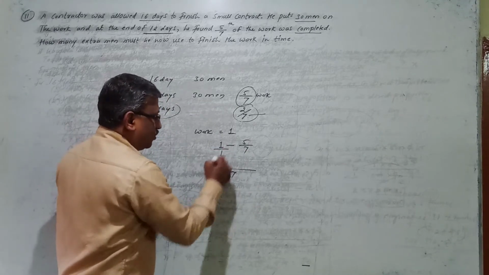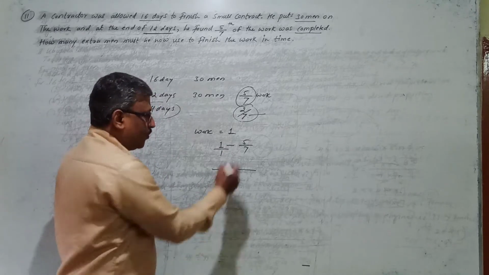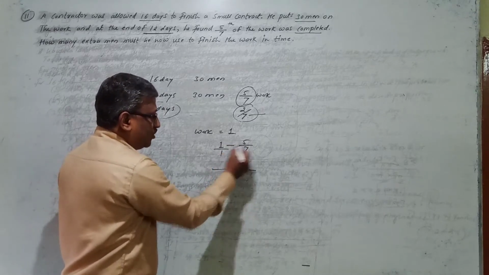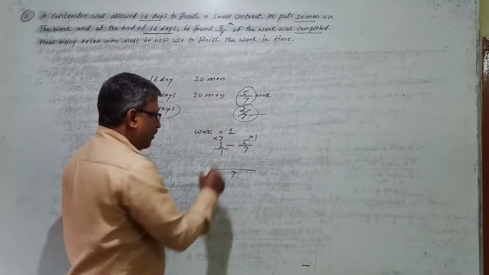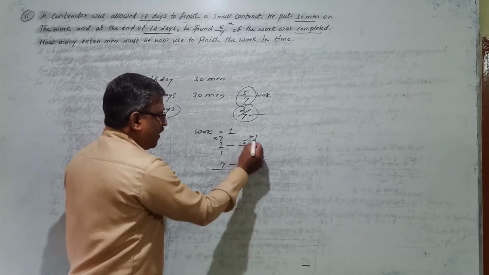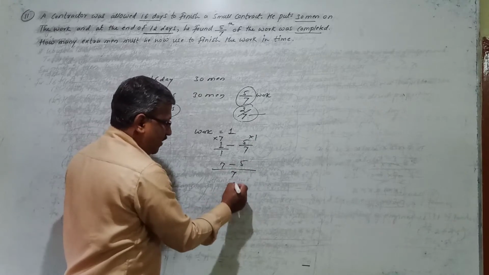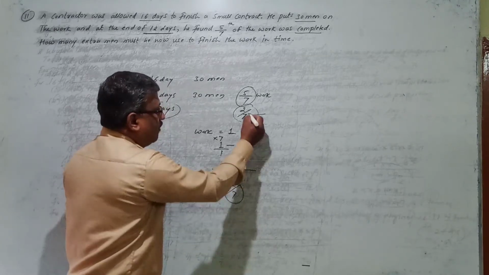How it comes? So 1 means what? 1 divided by 1. So 7 into 1 is 7, and do the cross multiplication. Multiply here by 7 and here by 1, and multiply. 7 into 1 is 7, minus 5 into 1, it is 5. 7 minus 5 is how much? It is 2 by 7. This is how it comes, 2 by 7.